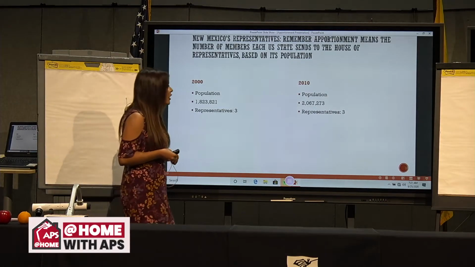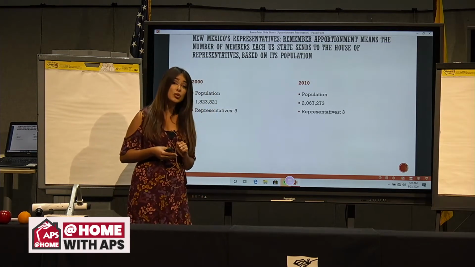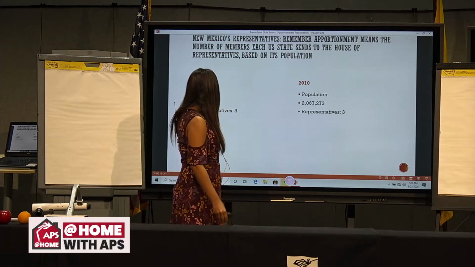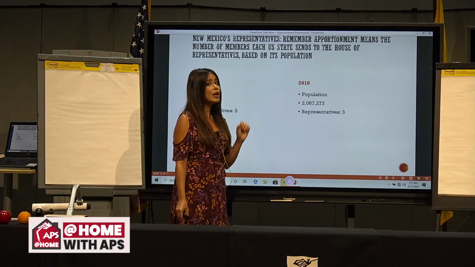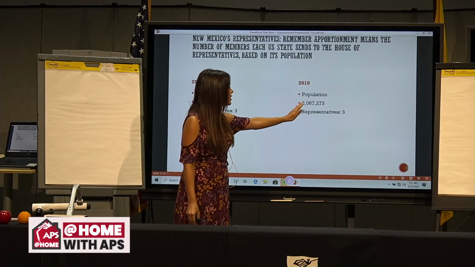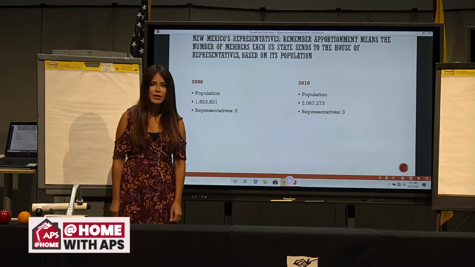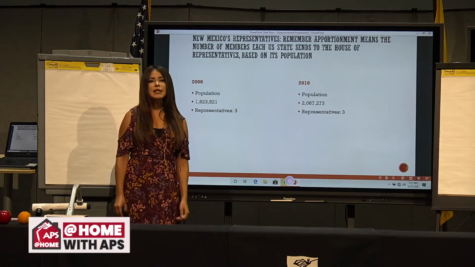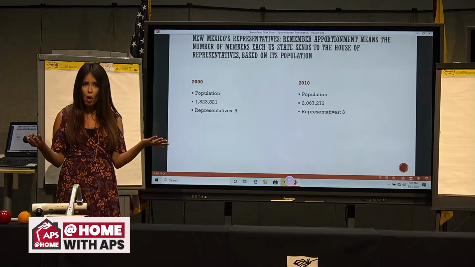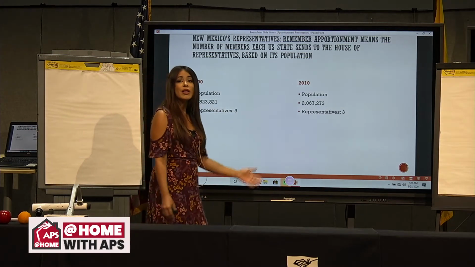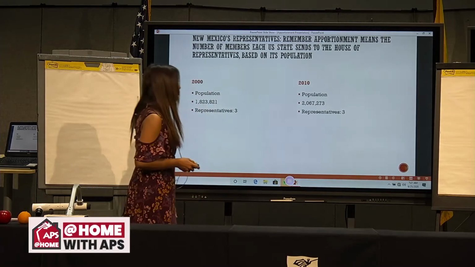Now, in 2010, our population did grow. It grew from 1,800,000 to actually 2,067,273 people. Because it did not grow 700,000 more, we still stayed with 3 representatives.